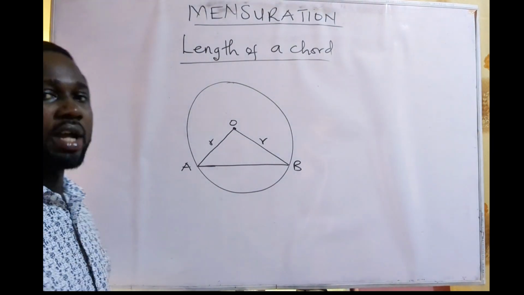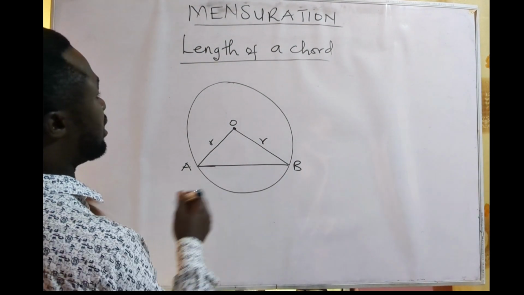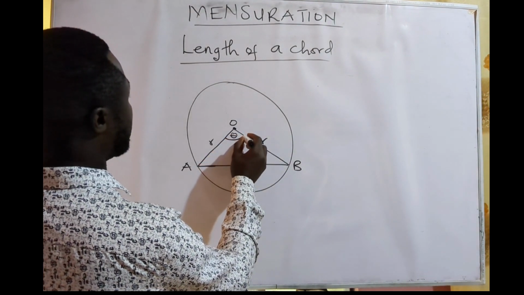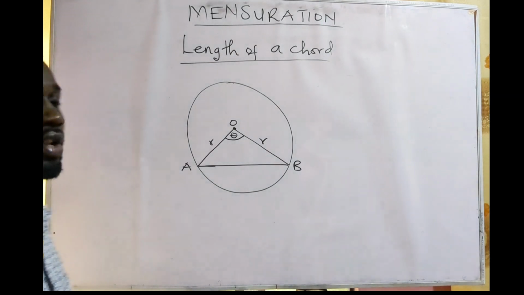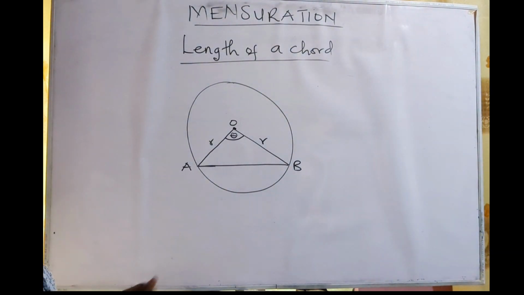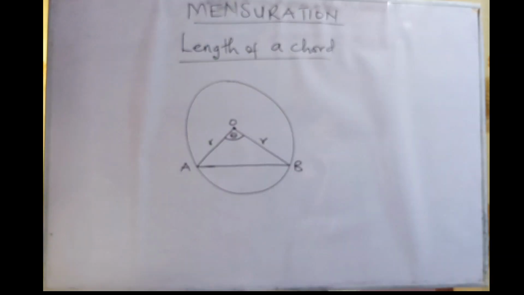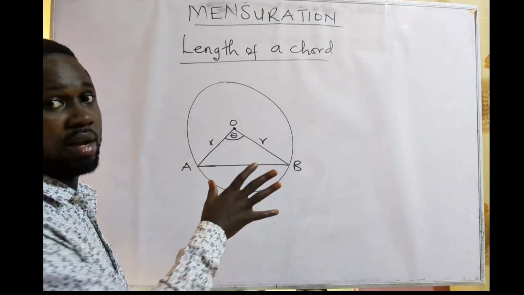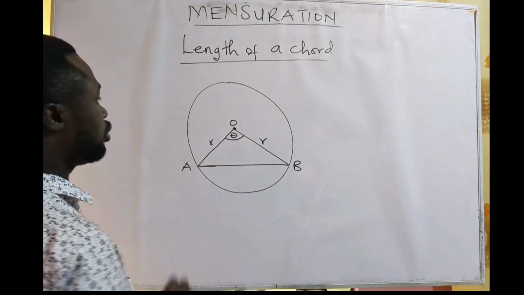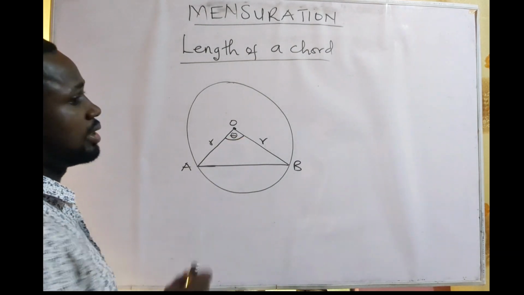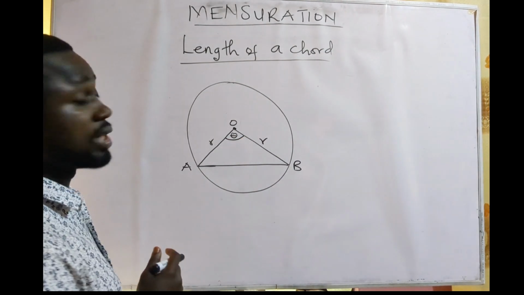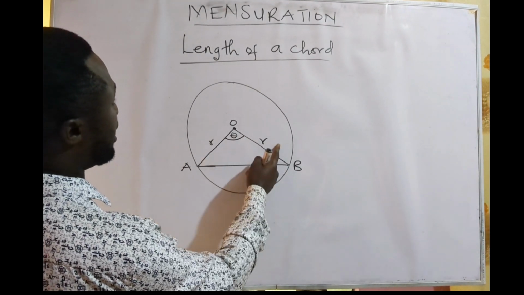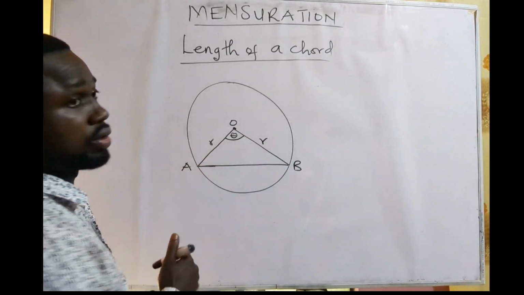So how do we calculate the length of the chord? Let's assume I have been given an angle at the center as theta. How do I find the length of the chord? Take note that OAB becomes a triangle, and this triangle is isosceles, because this length is a radius and this one is also a radius.